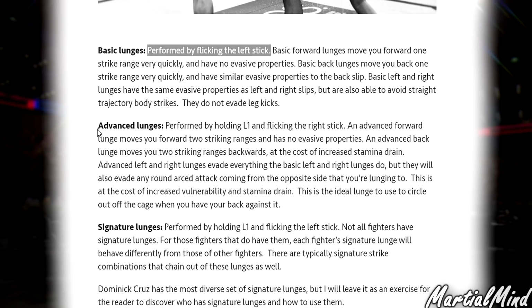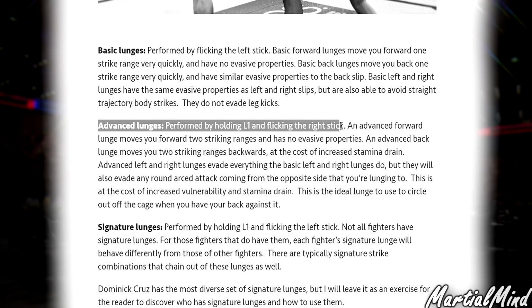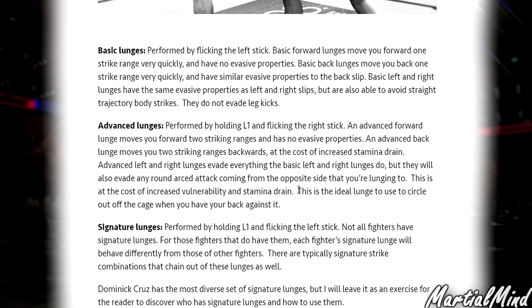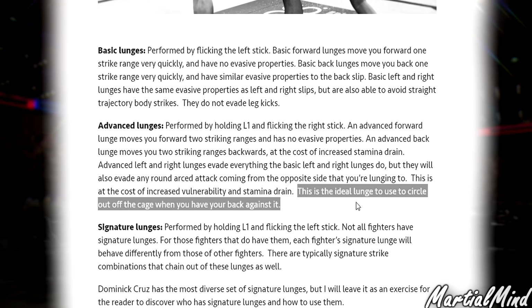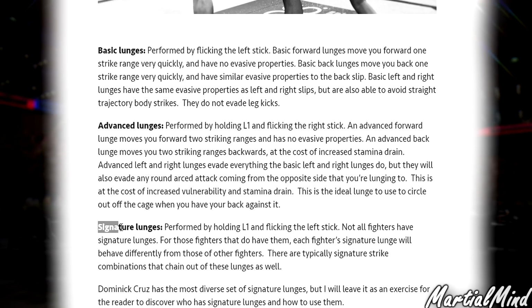The advanced lunge is performed by holding L1 on the controller as you flick the right stick. This does a more pronounced lunge. It covers more distance. You can still evade strikes with this advanced lunge, and it's also the ideal lunge to use when you find yourself with your back close to the cage and you want to circle off that cage and return to the center of the octagon. It's kind of similar to the advanced lunge we have in EA Sports UFC 2, but a lot more fleshed out.